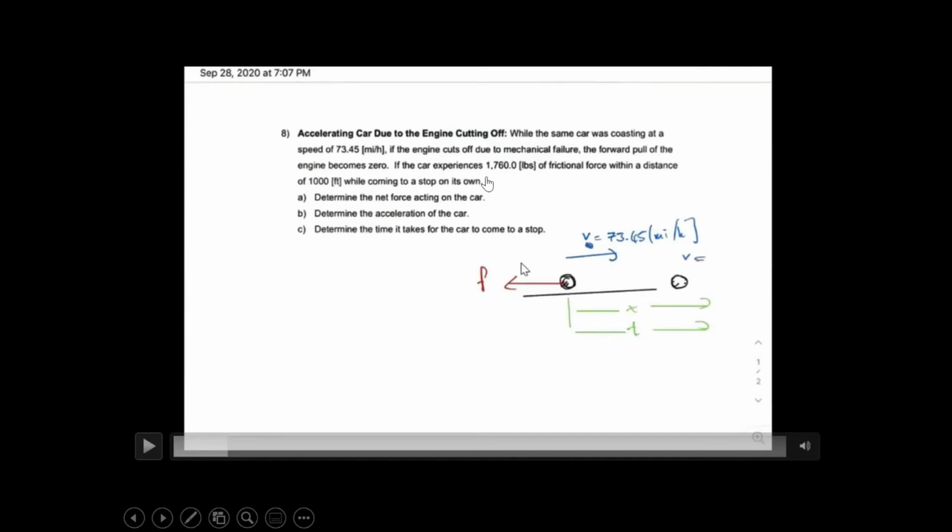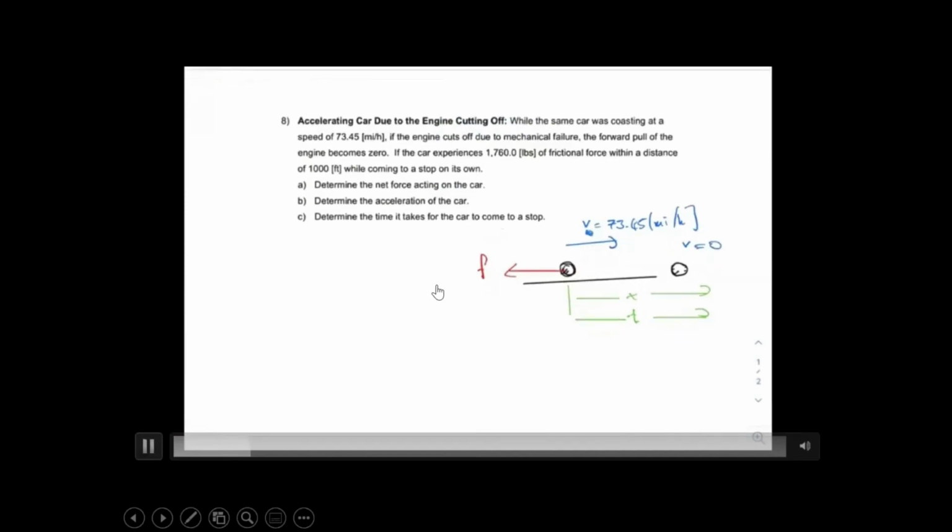Right, so one of the things that I notice is once the engine cuts off, it generates a tremendous amount of friction at that point. I mean, you got the surface friction, but also the friction generated by the rest of the car.